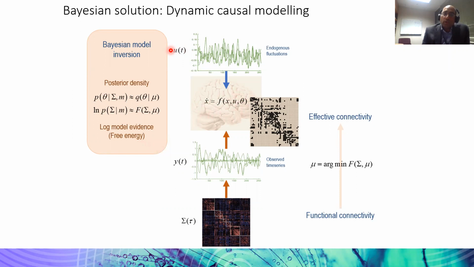It could be a visual stimulus. So someone is shown a stimulus which is moving, and we can model that. Or it could be an auditory stimulus. Or in studies where there is no external stimulus, what we call resting state studies, the input U could be the internal thoughts, and the proxy for that would be the neural noise.